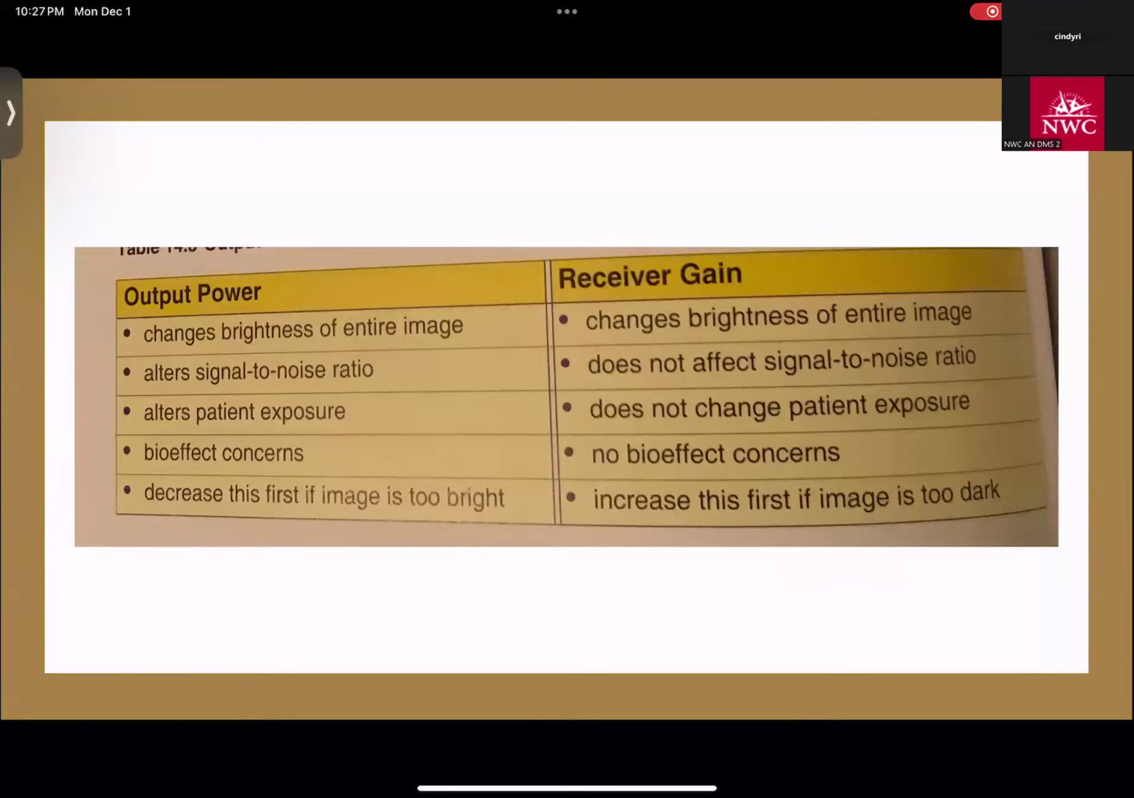And then here's a nice diagram or chart where you can compare the two, because you will definitely get questions on this. It's really important for the ARDMS to ensure that they are working towards registering ultrasound techs that are going to promise to keep the patient safe. So you're going to get questions on this. Make sure you review this carefully.